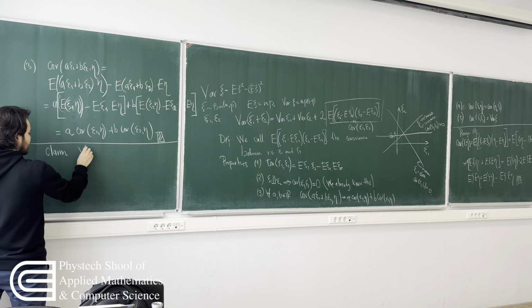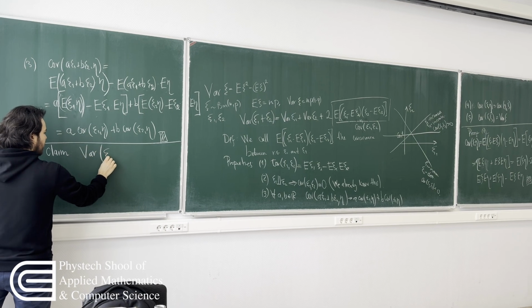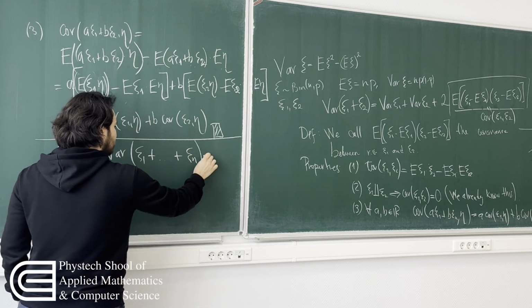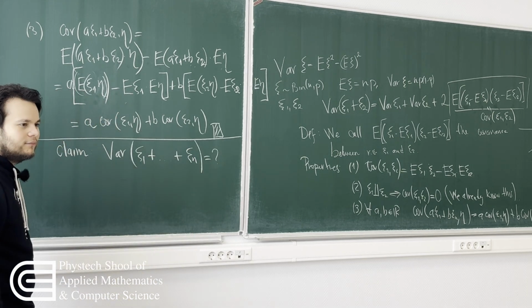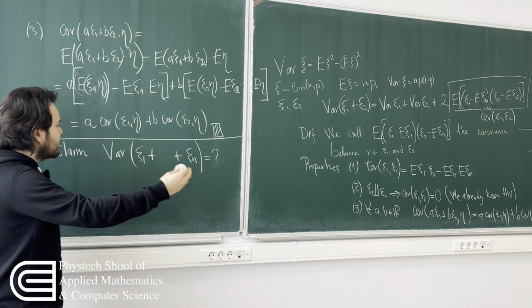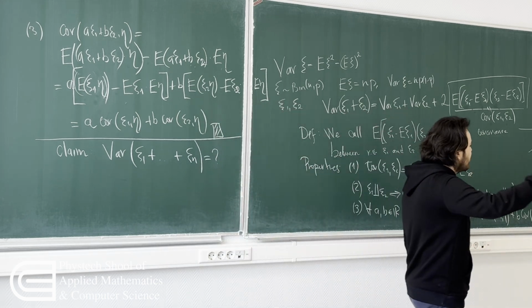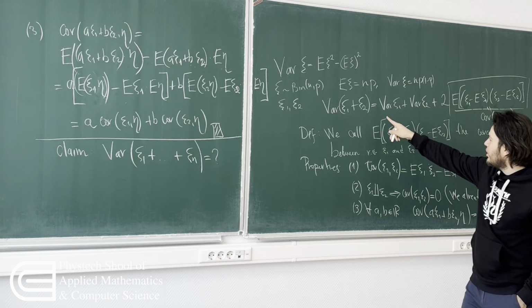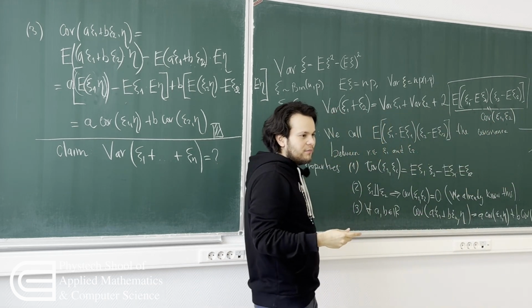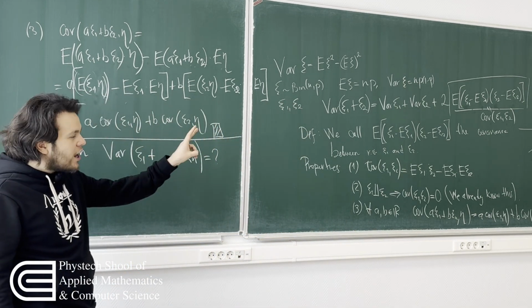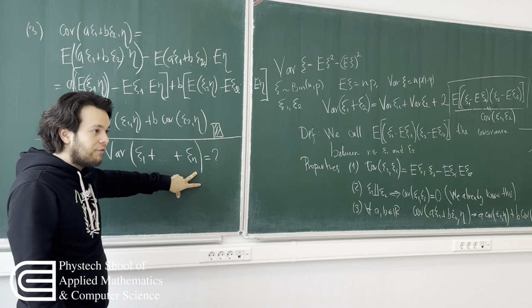I need to find the variance of the sum of n random variables. So let's find that, and then I will replace it, and we'll have the claim, right? So now, what is the variance of the sum of n random variables? We already know that the variance of the sum of two random variables will be the variance of psi1 plus the variance of psi2, plus 2 times the covariance between them, right? So this works whenever we have only 2 random variables.